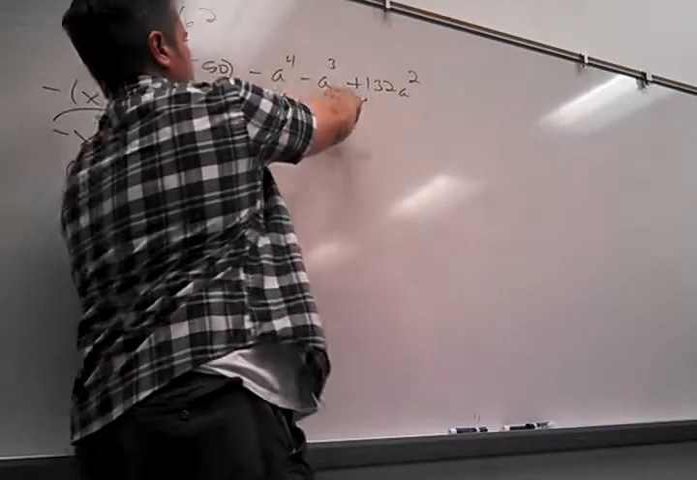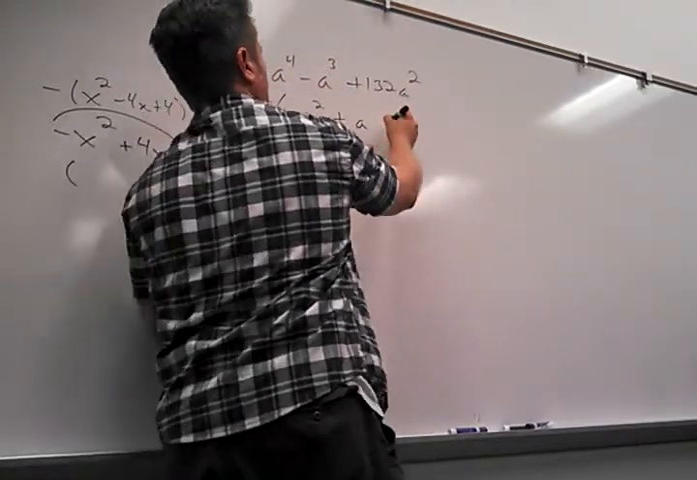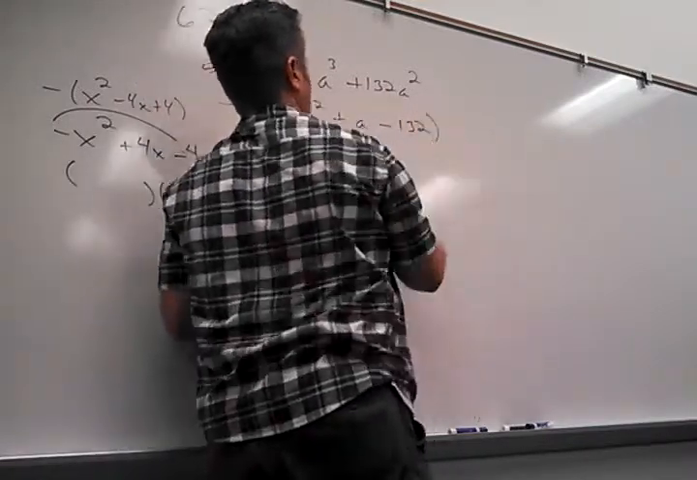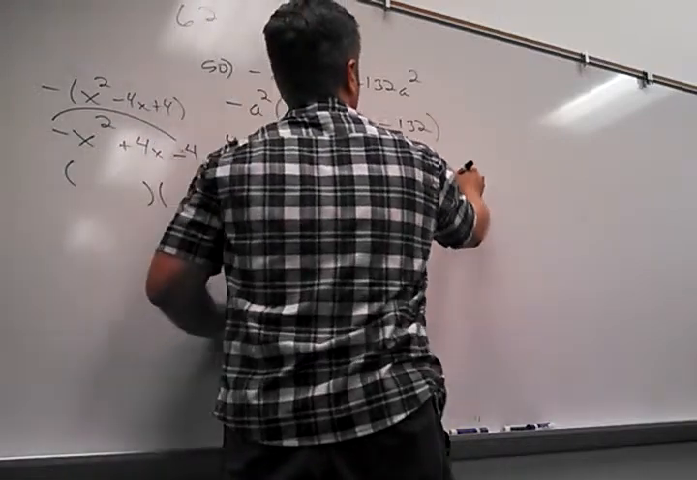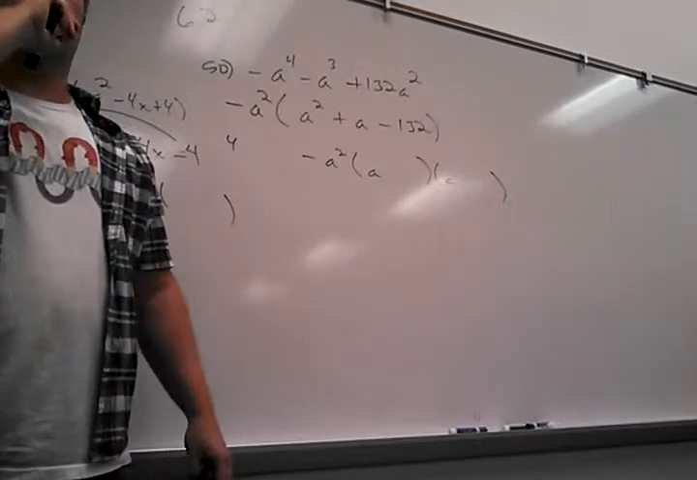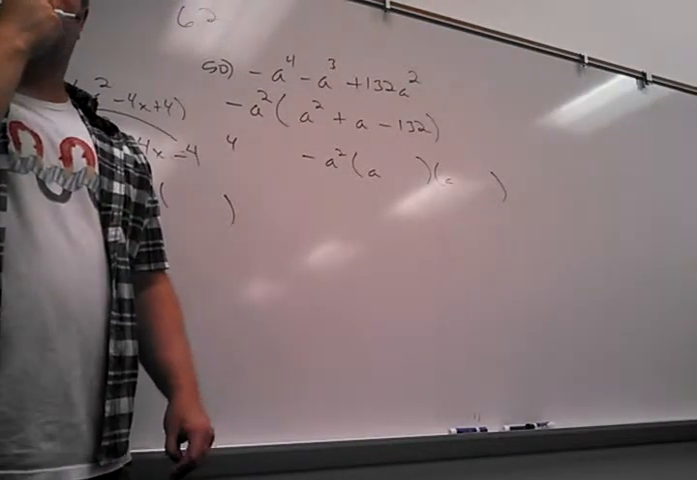So what happens here? Plus a minus 132. So now I just have to find two numbers that multiply to be negative 132 and add to be 1. Yeah, 11 and 12. Cool.